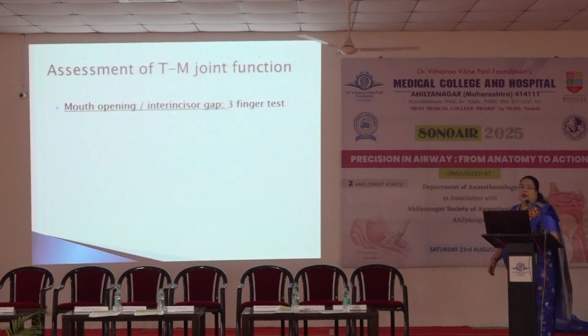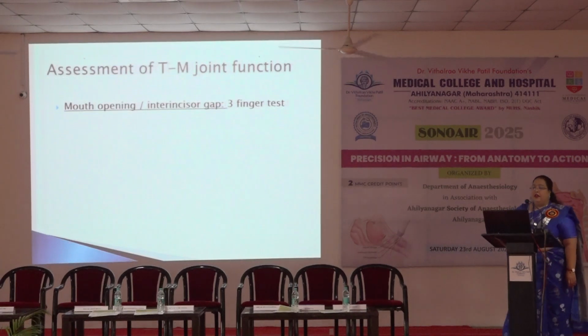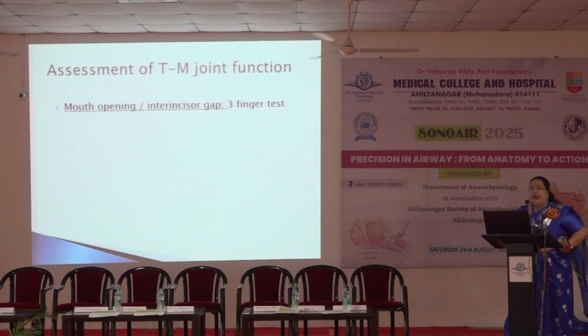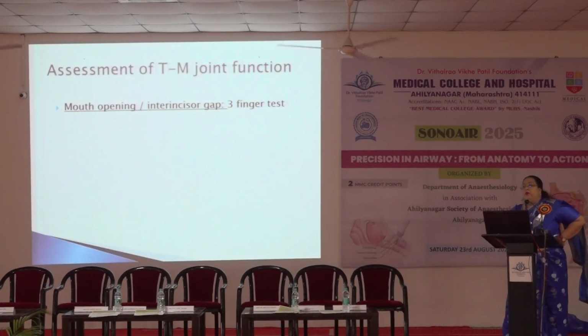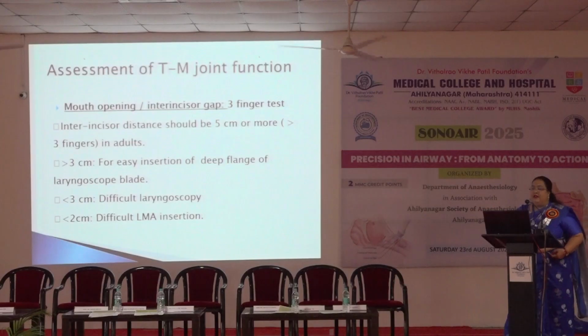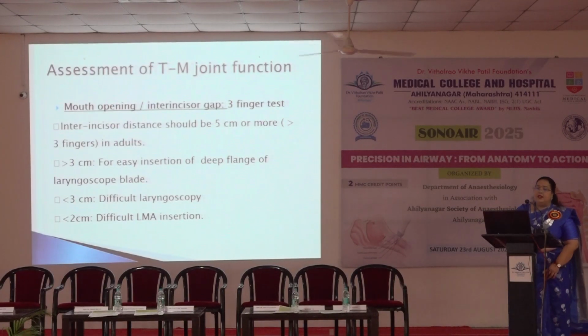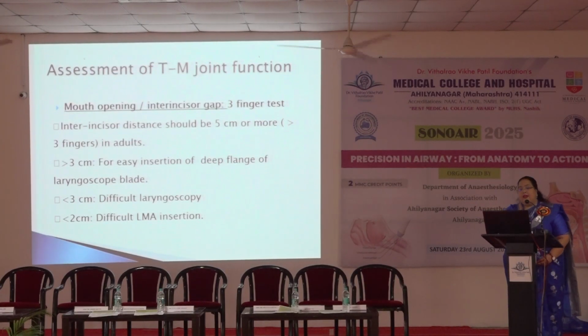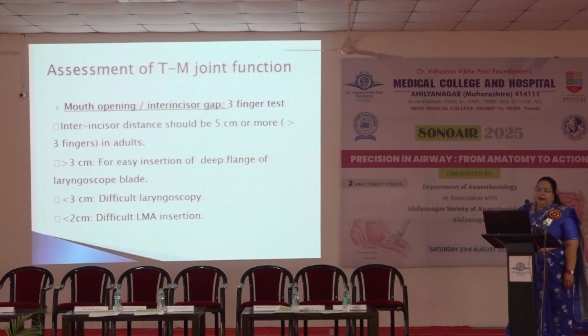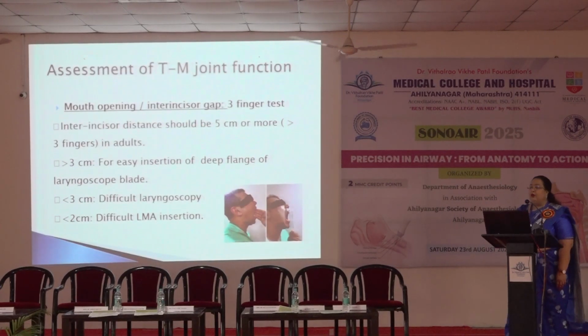Coming to assessment of the temporomandibular joint function, we start with mouth opening or the interincisor gap. It should be normally more than 3 fingers. The interincisor distance should be more than 5 cm or more than 3 fingers in adults. For more than 3 cm, there is easy intubation. Less than 3, there can be difficult laryngoscopy. Less than 2, you will have difficulty in placement of LMA. This is how you can check, either put the fingers in the mouth or you can check by the scale.